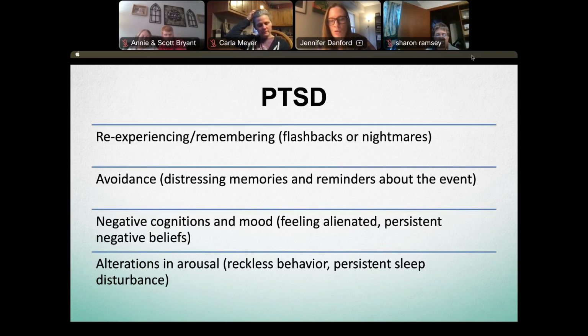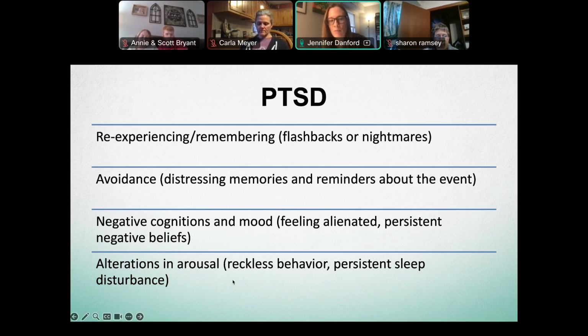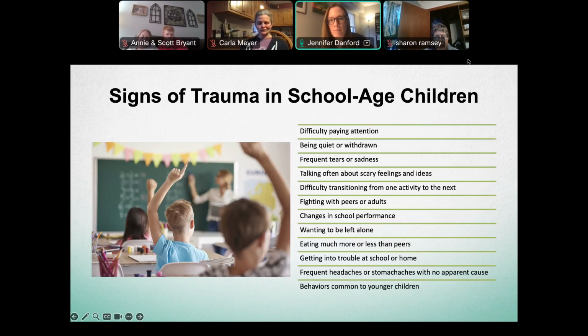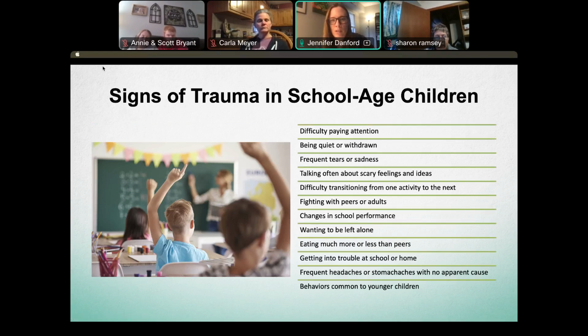The actual diagnosis of PTSD requires that they re-experience or re-remember some of the symptoms. Avoidance, they try to avoid those distressing memories. Negative cognitions and mood, so feeling alienated, having persistent negative beliefs, and then some sort of alteration in arousal, so reckless behavior or sleep problems, which a lot of our kids do have. I think you guys probably are fairly aware of what trauma looks like in our kids.